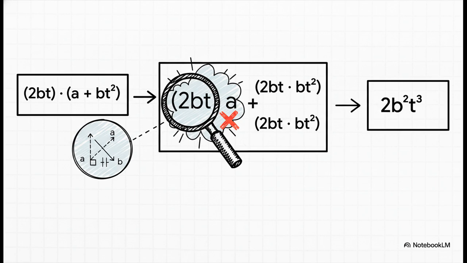Okay, so we substitute in our expressions for n and m, and then we distribute the terms. And watch this. This is the magic moment. Remember that clue from the very beginning, that a and b are perpendicular? Well, the dot product of any two perpendicular vectors is always 0. So this first term, 2t times b dot a, it just vanishes. Poof, gone. Which makes our lives so much easier, leaving us with just 2b squared t cubed.